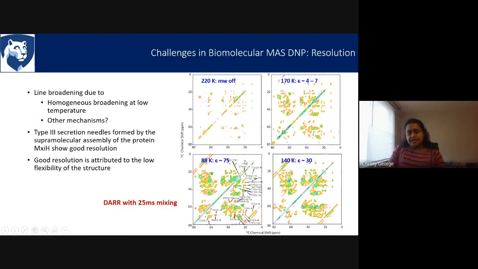Now, another sample which we studied was called a needle sample. It's a protein with 83 amino acids in its sequence. So here I'm just showing the carbon-carbon correlation experiments. Usually when people do carbon-carbon correlation experiments, there are a number of them. This is a particular experiment called DARR. It shows which carbon is coupled to which.